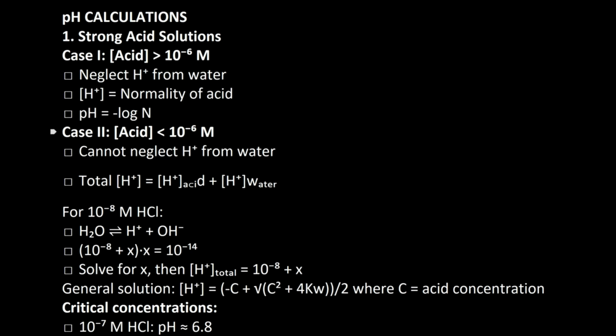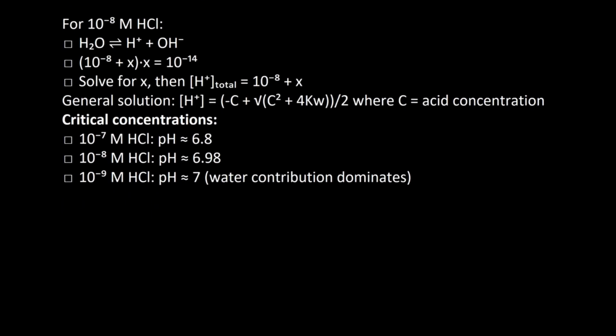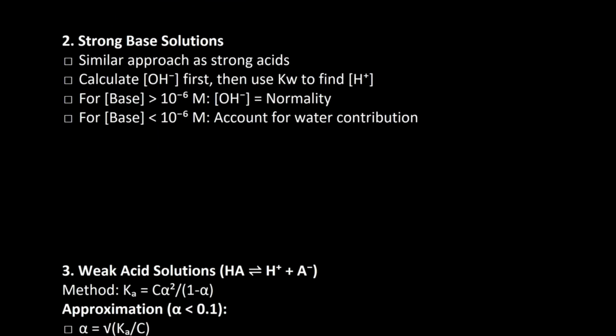And in case 2, the acid concentration is less than 10 to the power minus 6. Then that concentration is very, very small, right? So we cannot neglect the H plus concentration from the water. So then we have to add both concentrations, H plus from the acid and H plus from the water. Here, for 10 to the power minus 8 molar HCl, we just calculated how it is getting dissociated. Okay, then strong bases.